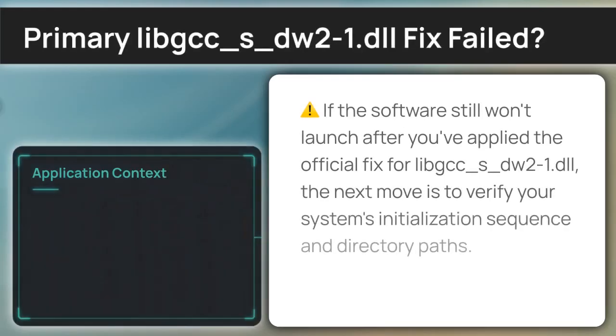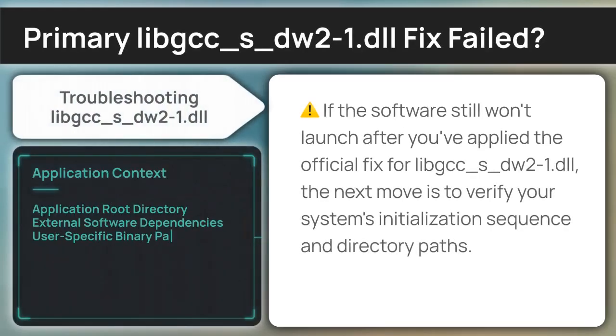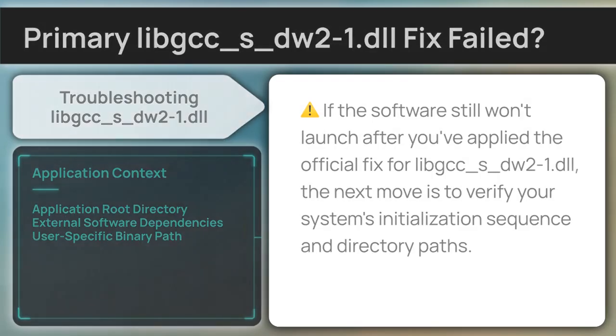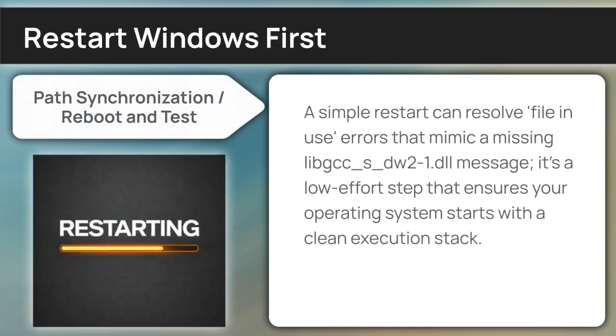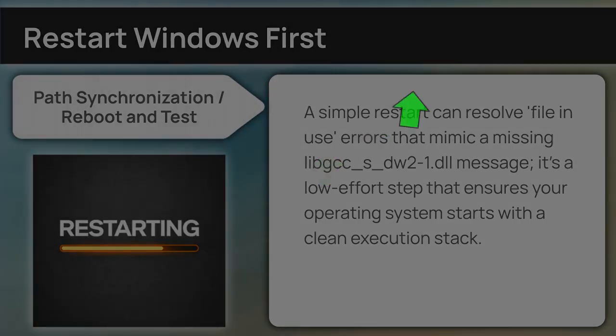If a standard reinstallation doesn't restore the library, we need to verify if the system environment is properly recognizing the new components. A system reboot is a reliable way to clear away zombie processes that might be interfering with libgcc DW21. It's a low-impact step that ensures your operating system is starting with a synchronized environment.